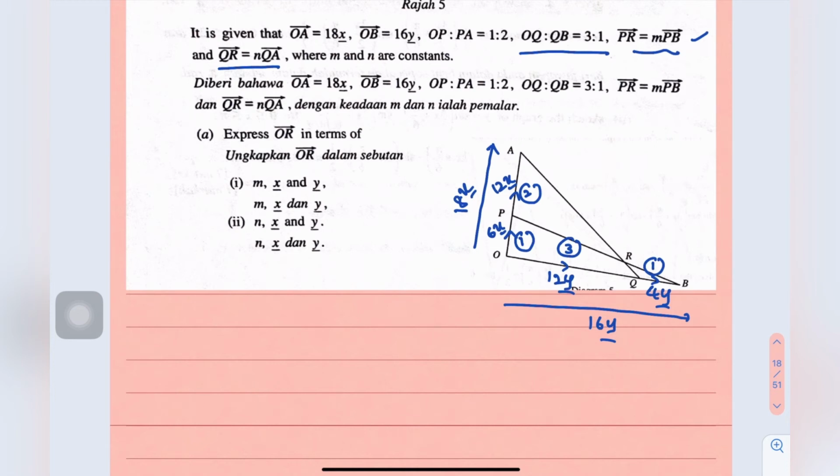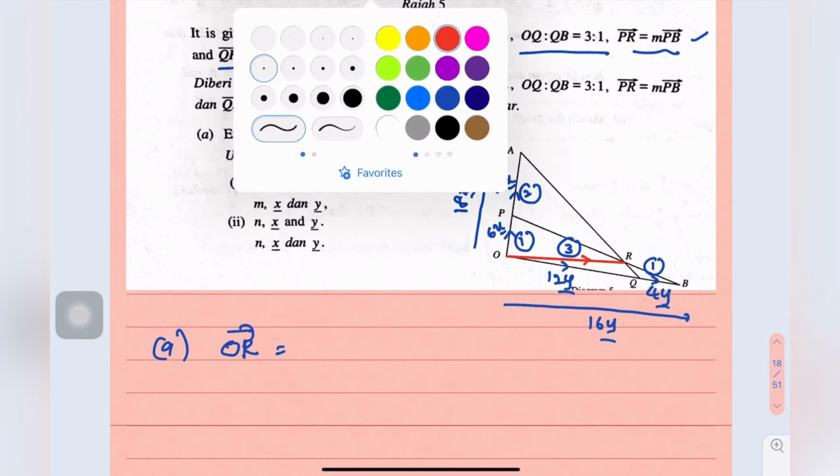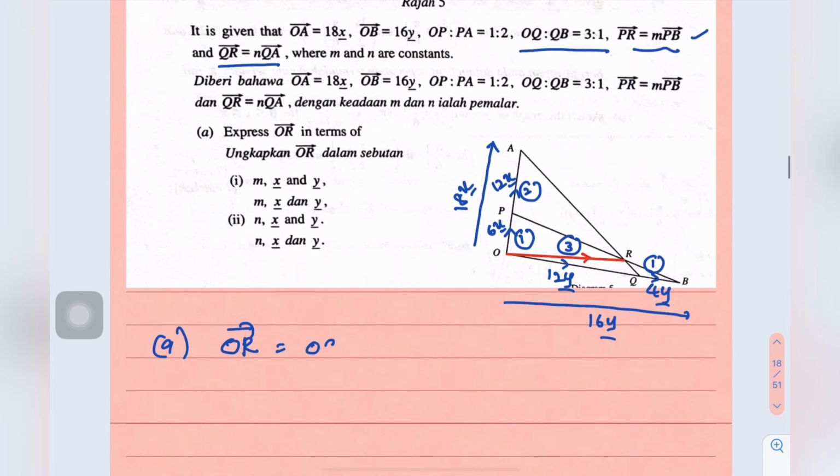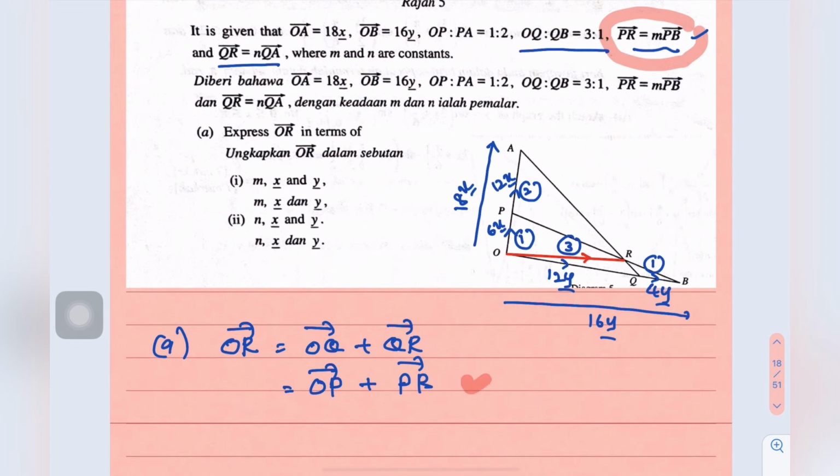So kita dah bolehlah jawab soalan A. A, express OR in terms of m, x and y. So the first one kita nak cari OR lah. Okay, so OR ni kita ada beberapa cara lah daripada O nak pergi R ni kan. So kita ada OQ plus QR, ataupun kita ada OP plus PR. Tetapi kalau yang the first one ni, dia nak in terms of m, x, y. So kita tengok kat sini, apa yang dia bagi kat sini, m. So mesti ada yang dalam sebutan PR. So this one lah dulu.